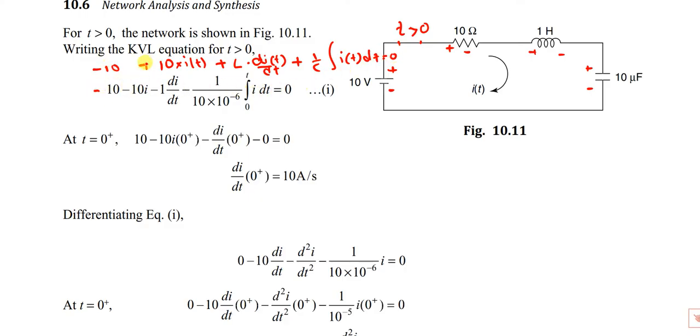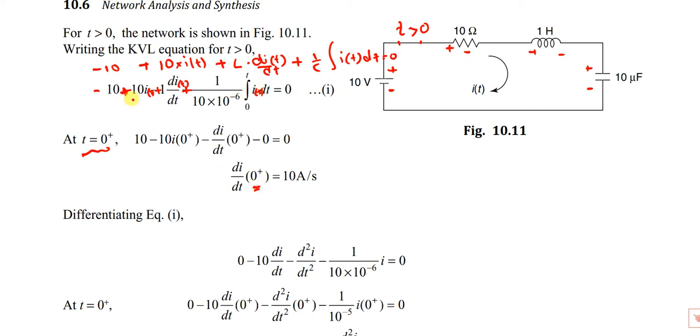This is minus 100 plus this is I of t, you have to write here, plus L into di by dt, plus 1 by c integral of I of t dt is equal to 0. Next we have to write at t is equal to 0 plus, because they ask you to find di by dt just after switching.